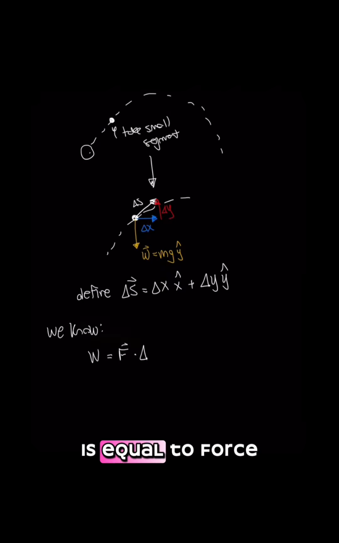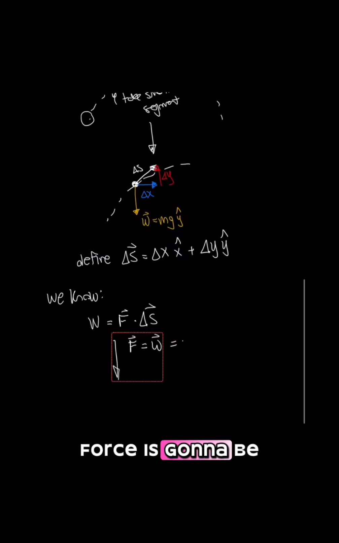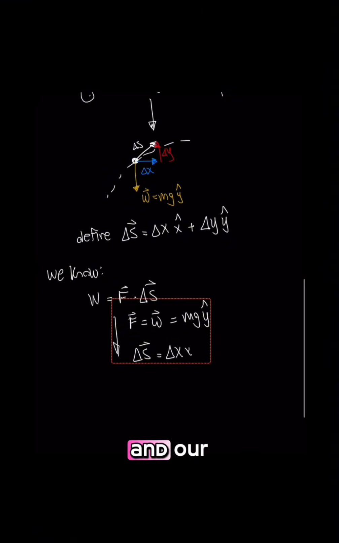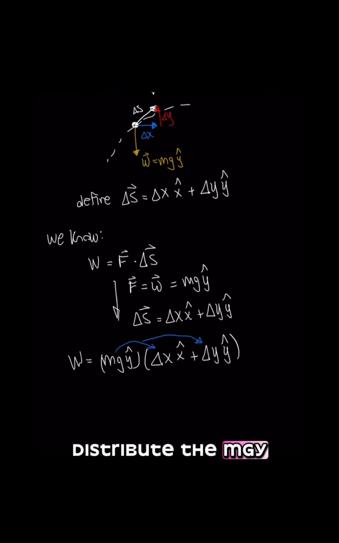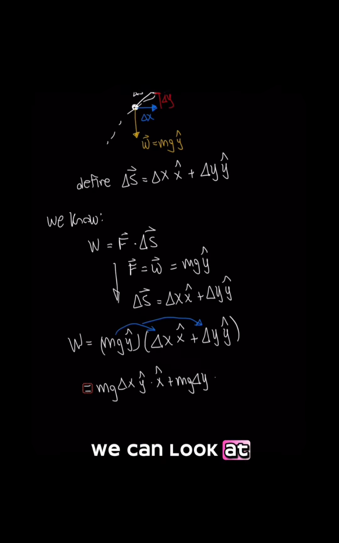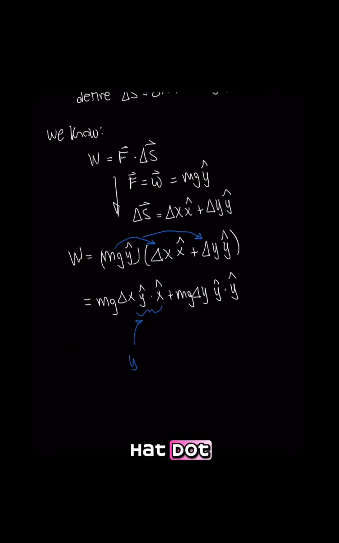But we know that work is equal to force times displacement. Force is going to be our weight force, which we defined earlier, and our displacement is going to be our displacement vector, which we also defined earlier. So we plug both these in, and then we can distribute the mg, y hat to both brackets. We can look at the first term here. It's going to be y hat dot x hat.